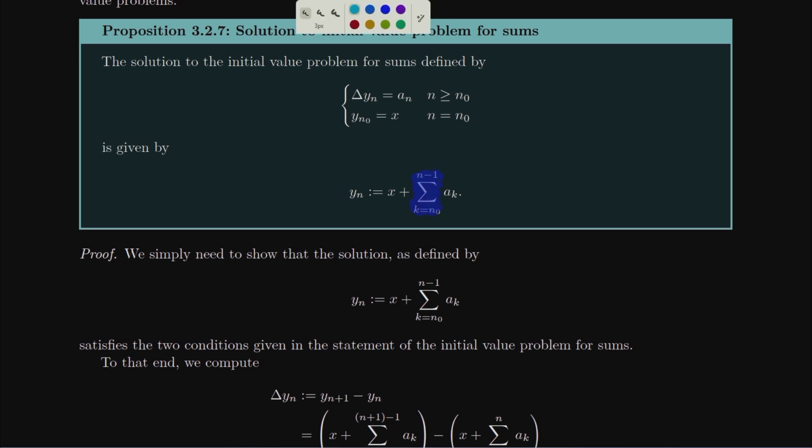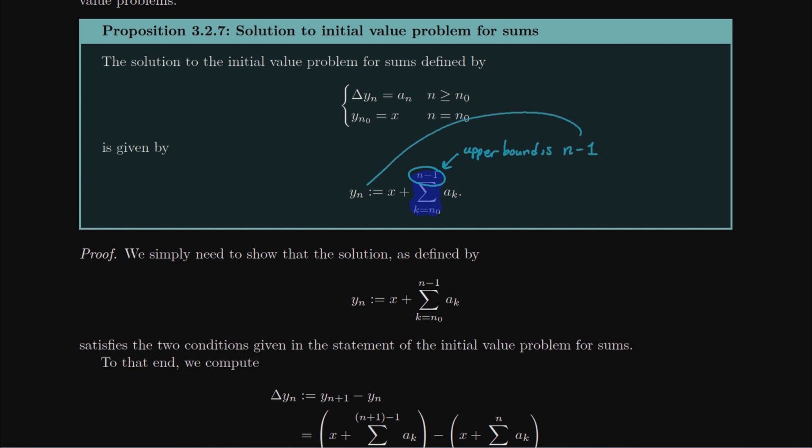And now let's keep this in mind. We've been seeing this a lot in the discrete cases, that the upper bound on this sum is n minus 1, even though the variable in the solution is n. This happened all the way back when we were doing the discrete calculus as well. It's just something to keep in mind. You can't plug the n itself in for the upper bound. It's always going to be n minus 1. But that's going to be your solution formula.